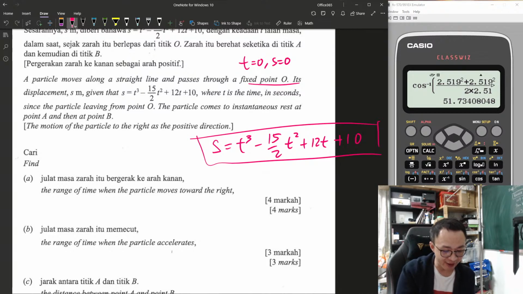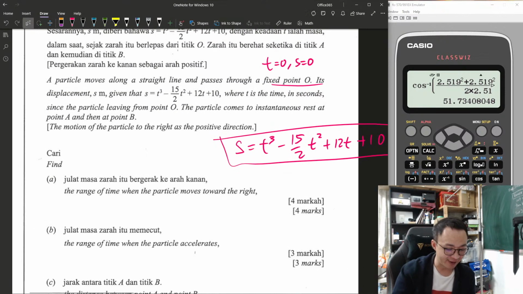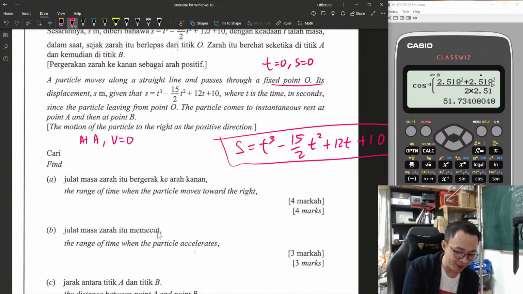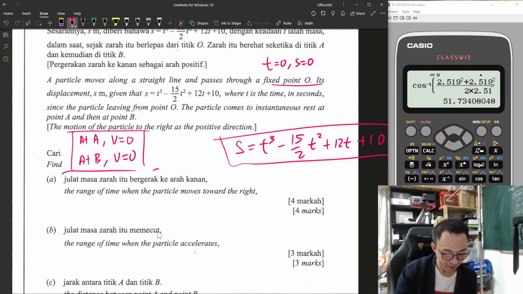Okay, so the particle leaves from point O, and the particle comes to rest at A. So at point A, particle rest means what? Velocity is 0. Then at B, the particle also comes to rest. So at B also velocity equals 0. This is what I know from the question. Find the range of time when the particle moves toward the right. Okay, move toward the right.